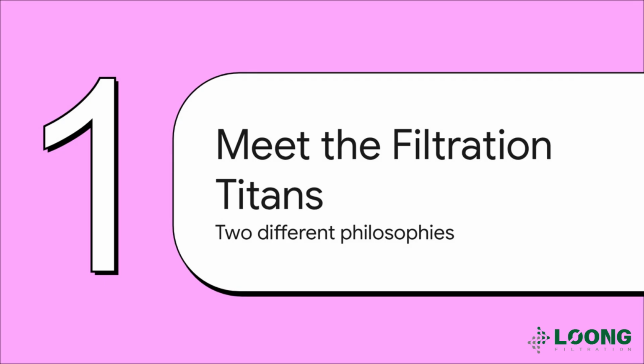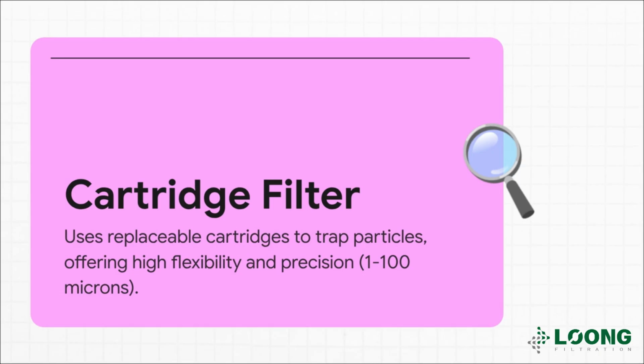So today we're putting two heavyweights of solid separation in the ring: cartridge filters and sand filters. Now they're both trying to do the same thing: give you clean fluid. But wow, their approaches for getting there are completely different. Okay, up first, the cartridge filter. Think of this as the precision tool, the specialist in your filtration toolbox. It uses these very specific replaceable cartridges to snag particles with incredible accuracy. This makes it the go-to choice for any job that demands super high purity.